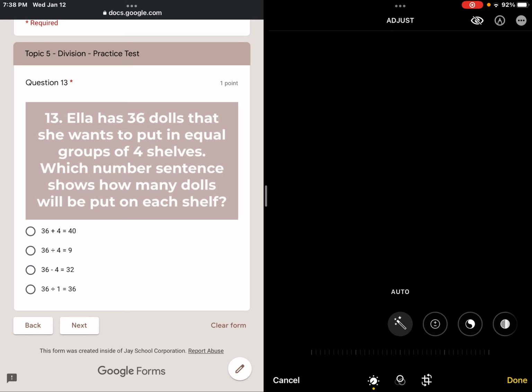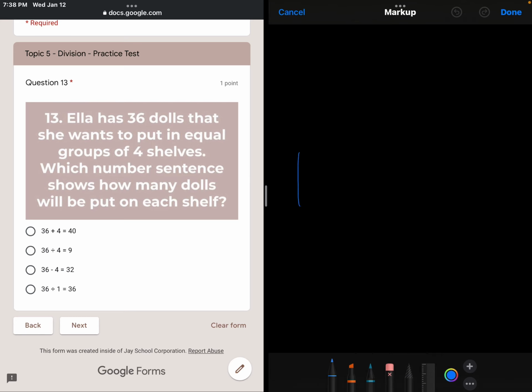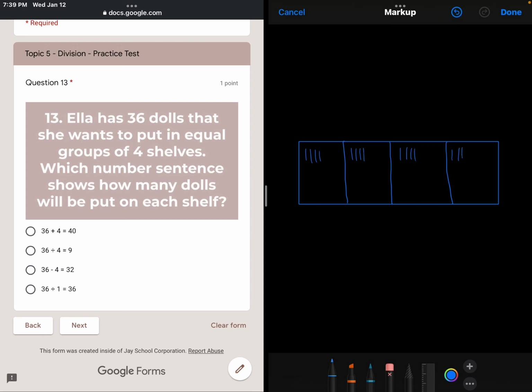So, maybe I'm going to draw my 4 shelves. Here's 2, 3, 4 shelves. And Ella has 36 total dolls. So 1, 2, 3, 4, 5, 6, 7, 8, 9, 10, 11, 12, 13, 14, 15, 16, 17, 18, 19, 20, 21, 22, 23, 24, 25, 26, 27, 28, 29, 30, 31, 32, 33, 34, 35, 36. Okay, so how many do I have on each shelf? I have 9 on this shelf, 9 on this shelf, 9 on this one, and 9 on this one. So 9 on each shelf.